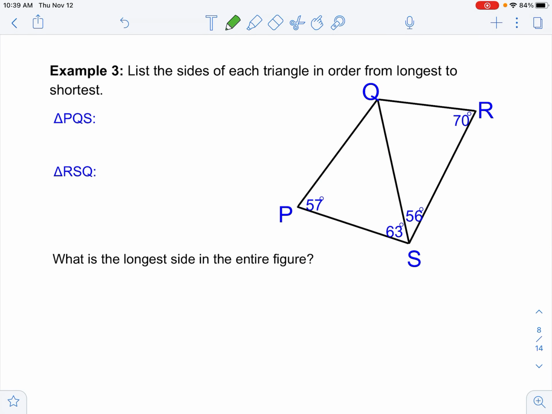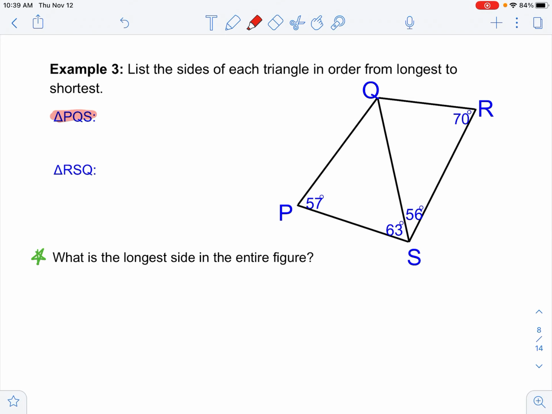Okay, so here's a little puzzle. It says list the sides of each triangle in order from longest to shortest. The whole goal is to get to this question right here. Okay? So make sure you pay attention to this because it does trick some people up. So this first part shouldn't. In triangle PQS, I want the sides from longest to shortest.